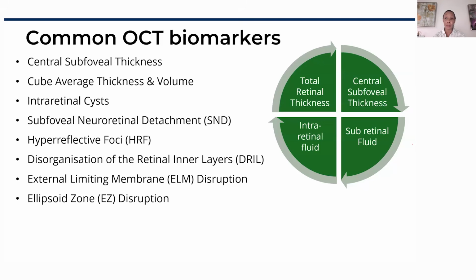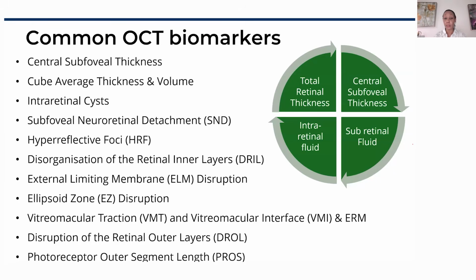gives stability. When that is disrupted, it also can be associated with disruption of the ellipsoid zone, which is where the photoreceptors are. The key point is, when you pick light up, you need those photoreceptors. So the ELM and the EZ disruption can impact visual acuity.